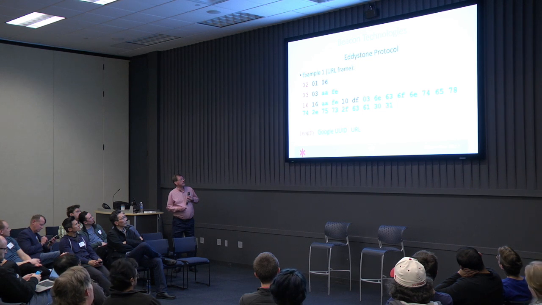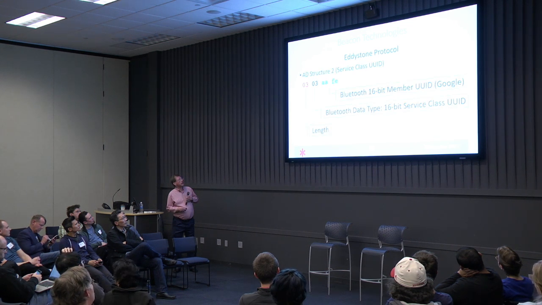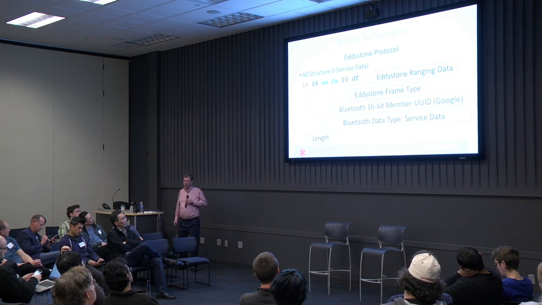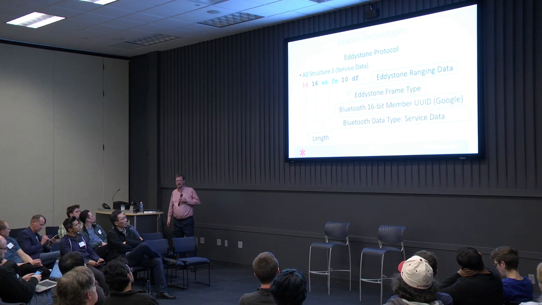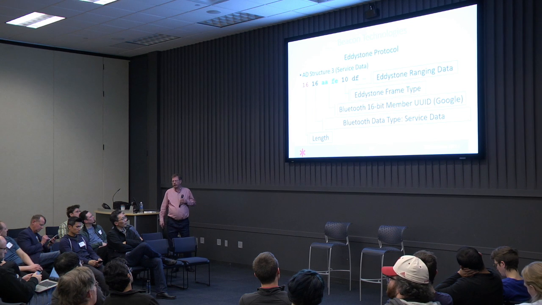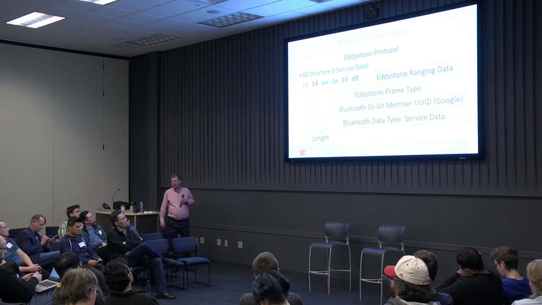Why is it repeated? That's just what they had to do in order to get it to work efficiently through iOS. There's the frame type, and there's the ranging data. You have to look in the spec to see what that really means. But that's, again, the transmit power of the beacon. And I suspect some vendors do a better job of that than others.